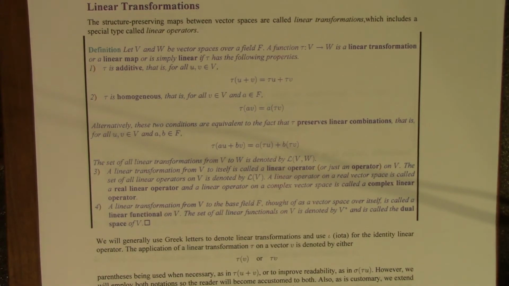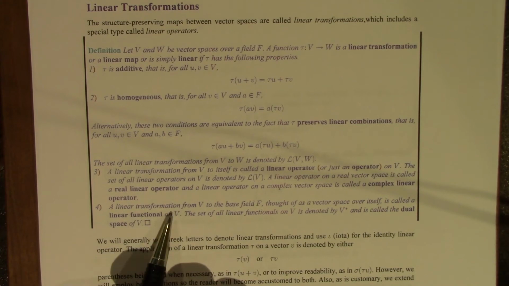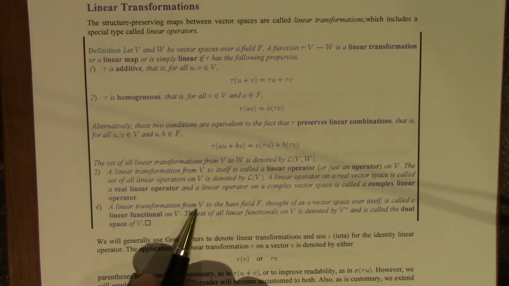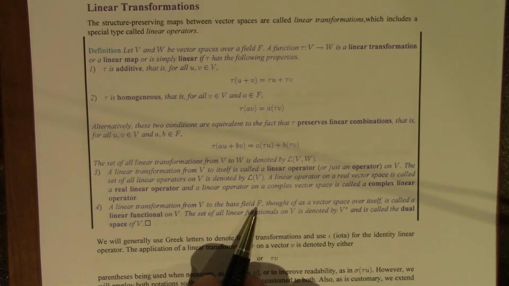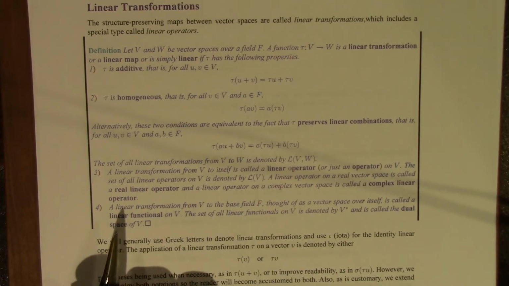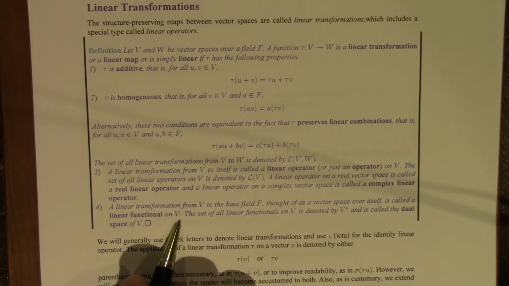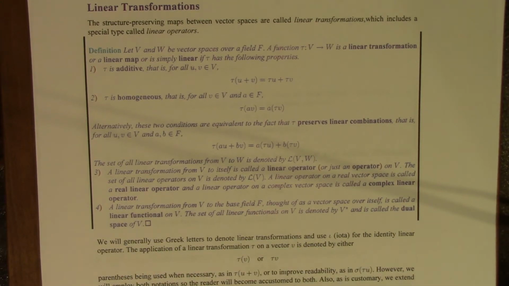A linear operator on a real vector space is called a real linear operator, and a linear operator on a complex vector space is called a complex linear operator. A linear transformation from V to its base field F, remember that F is a vector space over itself, is called a linear functional on V. And the linear functionals on V are denoted by V star and called the dual space of V.